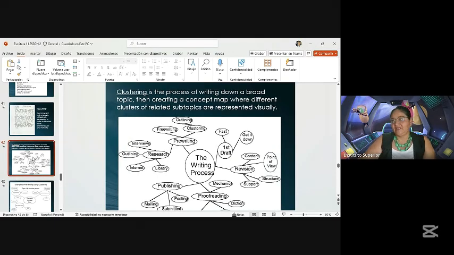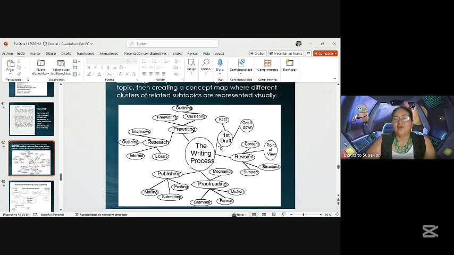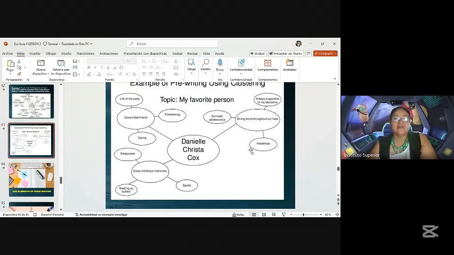Then we have clustering. This is another technique, clustering, okay? It's like a map when you are going to generate ideas and connect ideas with topics and subtopics, main ideas and details. For example, here we have a map about the writing process. You have here pre-writing, consists of clustering, free writing, outlining. Here we have publishing, mailing, submitting, posting, revision, content, point of view, structure, support. We are going to generate topics and subtopics.